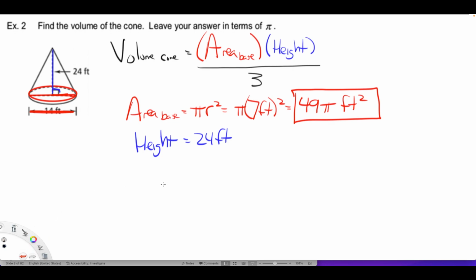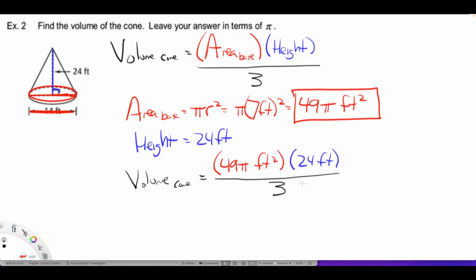So now if I just put these all together, the volume of the cone is equal to 49 pi square feet times 24 feet. Take the whole thing and divide by 3. And if you do that, you get that that's equal to 392 pi cubic feet.